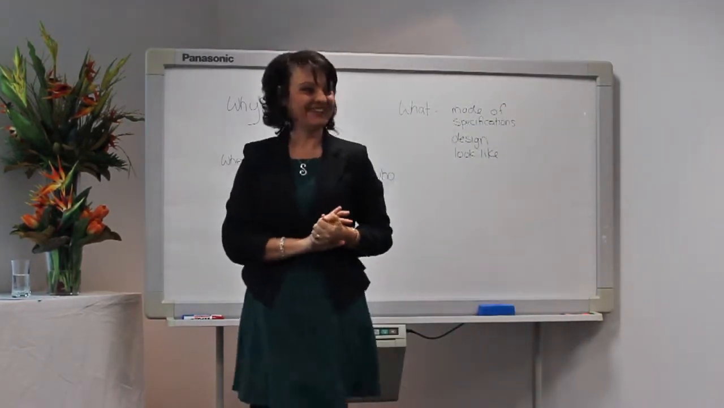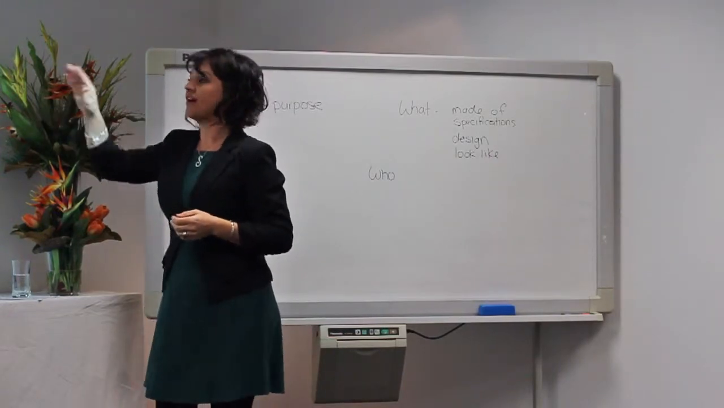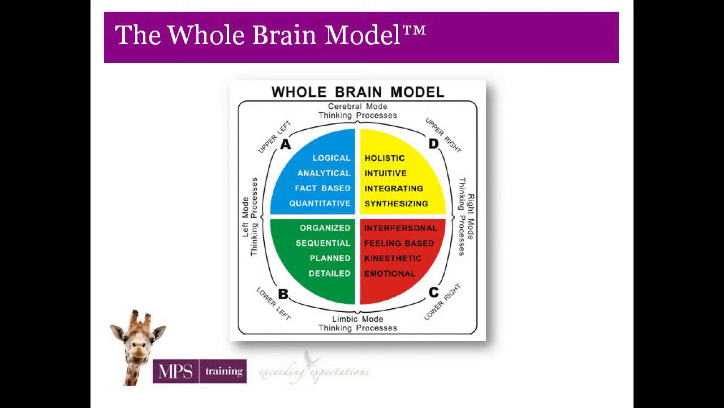Okay, so we have 4 quadrants. This is the whole brain model, which Ned developed. It's not what your brain actually looks like. This is just a metaphor of your brain. It looks a bit prettier than a normal brain, but anyway. So we have blue, yellow, green, red, which represent the 4 different quadrants.